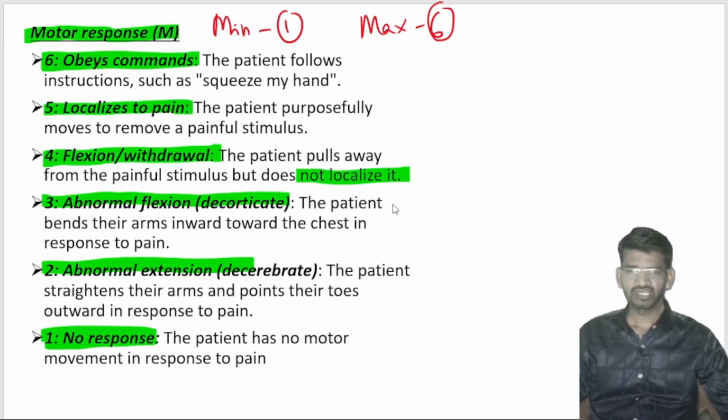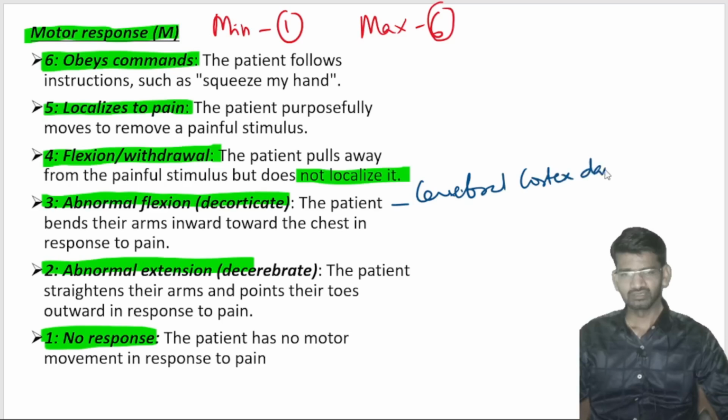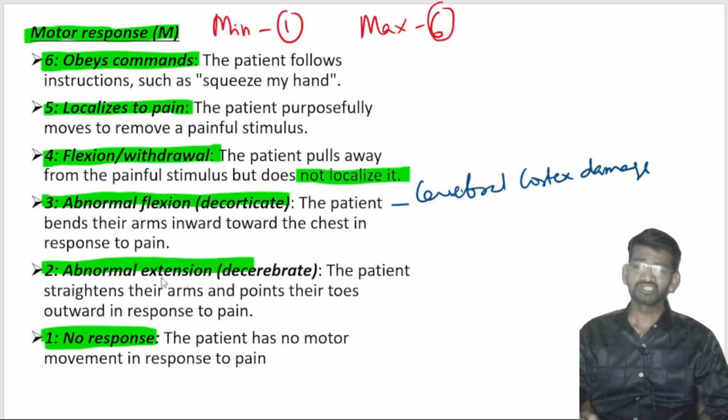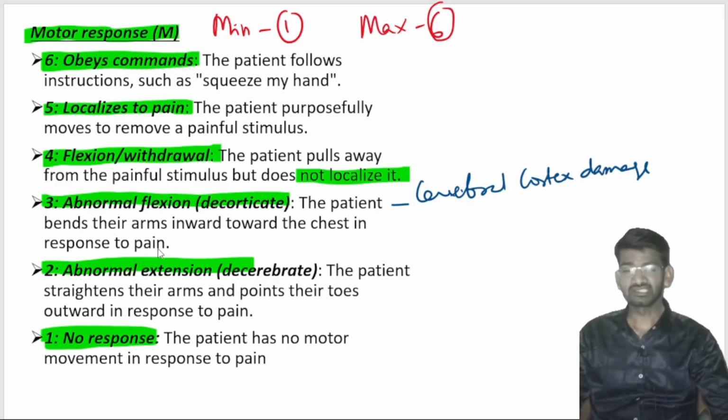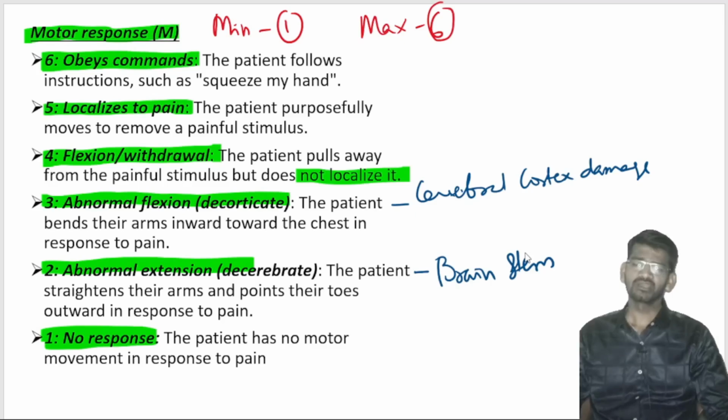So this decorticate indicates the cerebral cortex damage. Okay. So the next is a score of 2 will be given, where the patient makes a straightening of the arms, that is extensor position, and where the arms are being pushed outwards, okay, they are extremely extended. So that is called a decerebrate position. So if the patient makes this position, then it indicates some damage or injury to the brain stem.